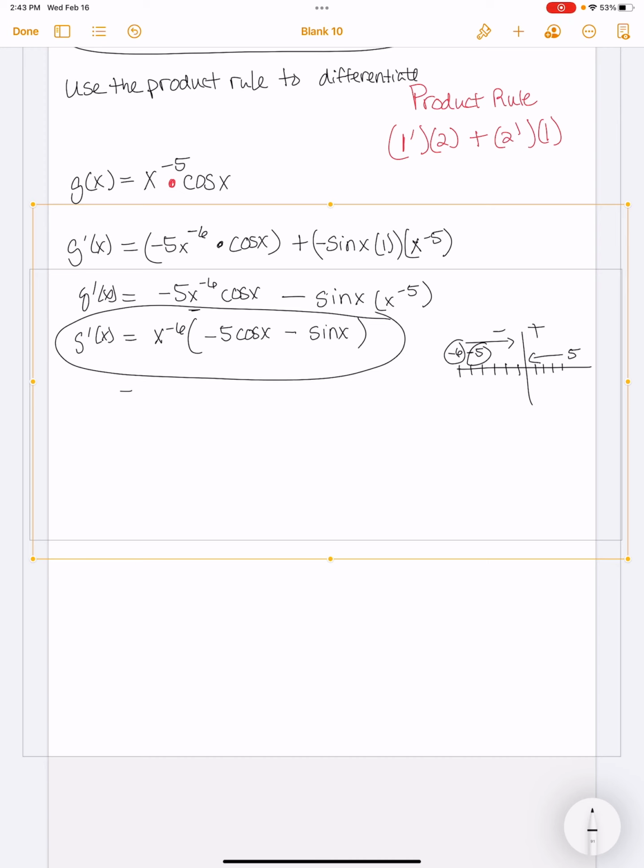And that is our derivative. You could also write it with x to the negative 6 as a positive. If you want to have this positive, you could just pull your negative out as well. So you could do either one of those. Okay.